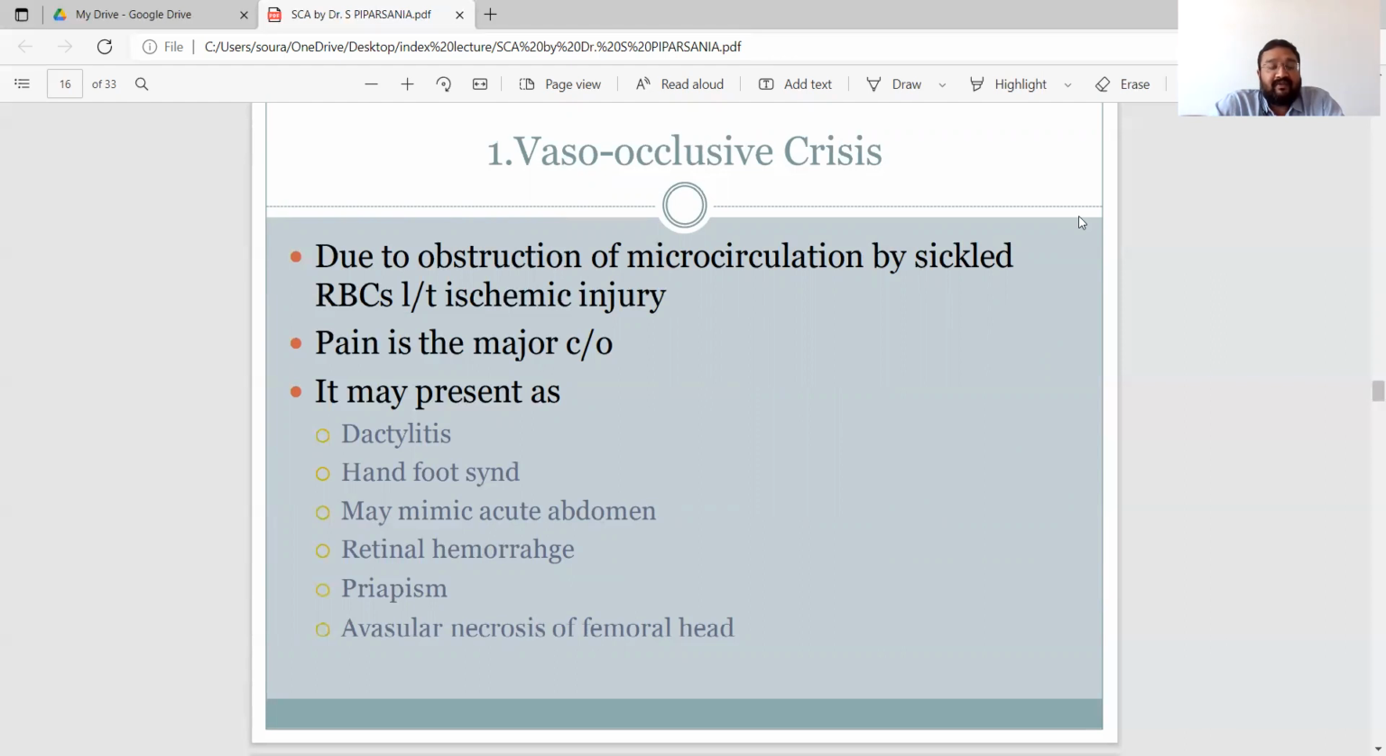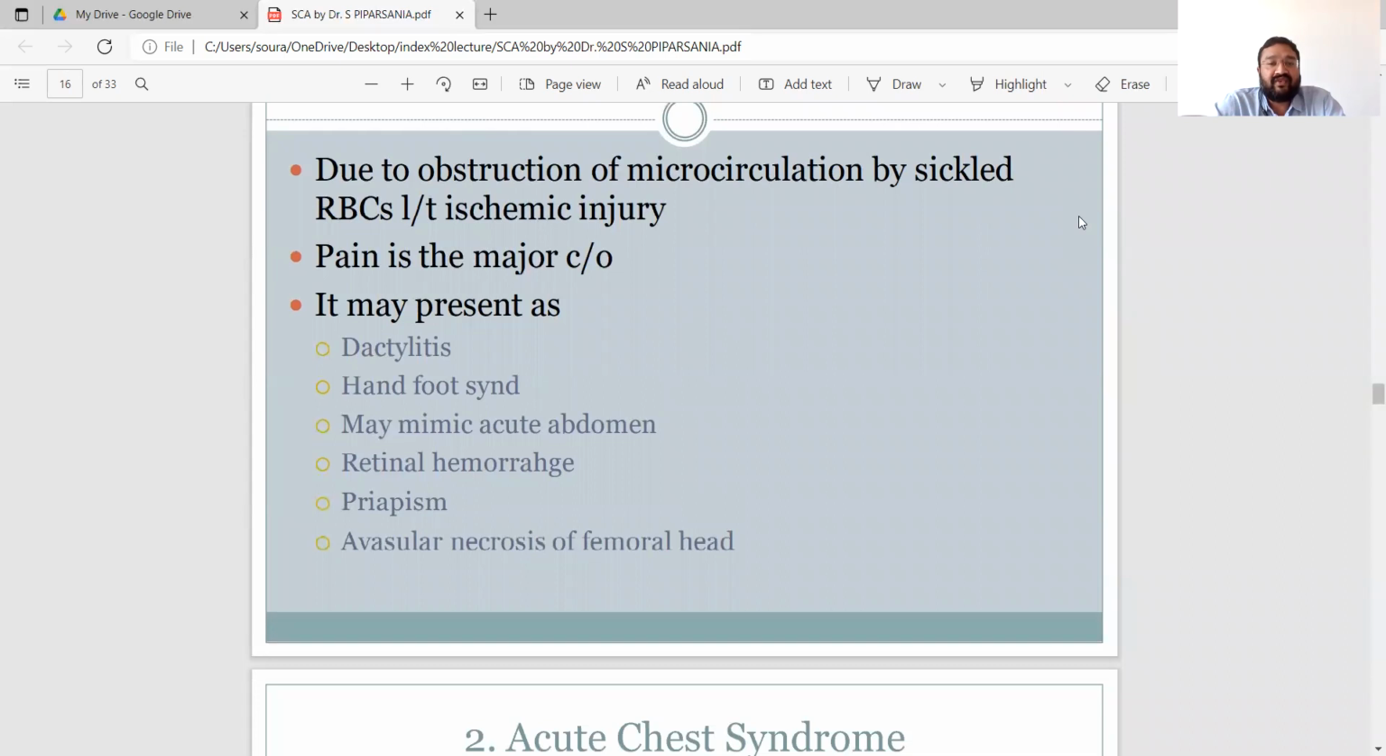Vaso-occlusive crisis may sometimes mimic acute abdomen. Retinal hemorrhage may occur. The skin develops autoinfarcts and may become fibrotic. In the kidney, it results in papillary necrosis, which results in isosthenuria or inability to concentrate urine. Priapism may occur, and avascular necrosis of the femoral head can also occur because of this vaso-occlusive crisis.